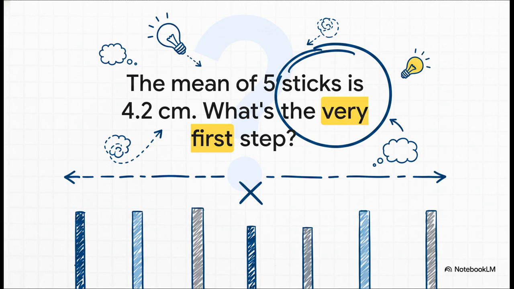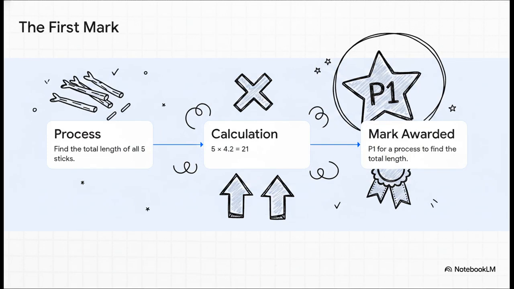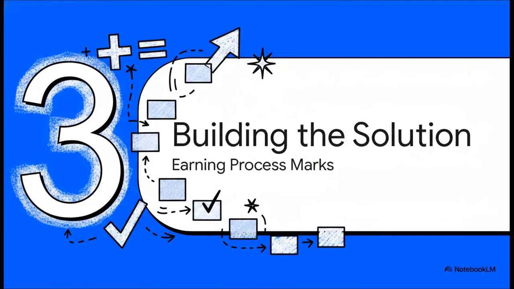Okay, let's think this through. We've got a mean of 4.2 for 5 sticks. What's the very first thing we need to figure out? Well, remember the formula for the mean, right? It's the total divided by how many things you have. Here, we have the mean and the number of things. So to work backwards, the first logical step has to be finding the total length of all those sticks put together. And boom, there it is. We do 5 times 4.2. That gives us 21. Now listen to this, because this is key. Just by showing that you know to multiply those two numbers to get the total, you've already earned your first mark. The official mark scheme calls it a P1 for a process to find the total length. Bam! 1 mark in the bag already.